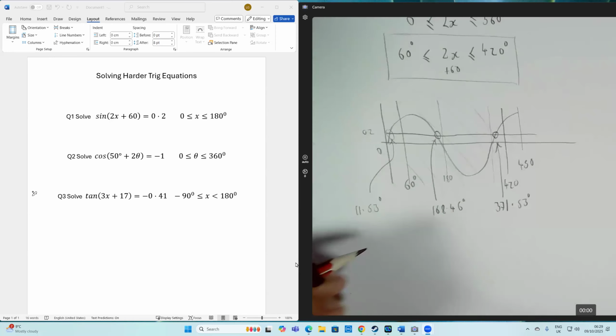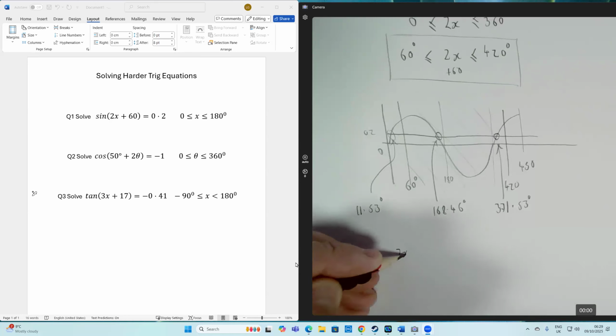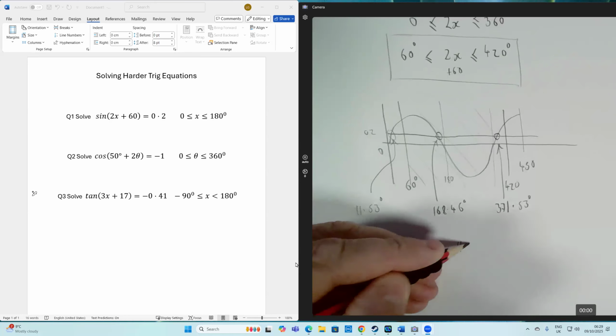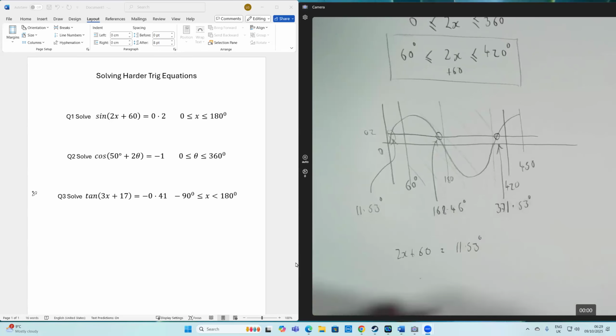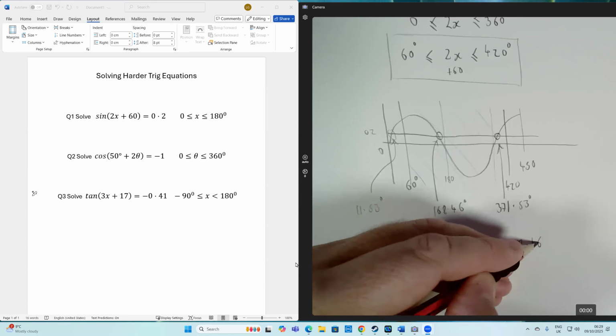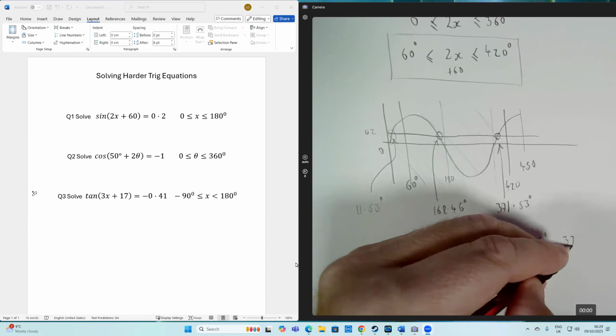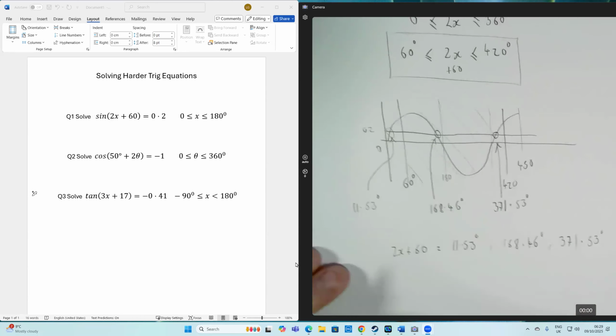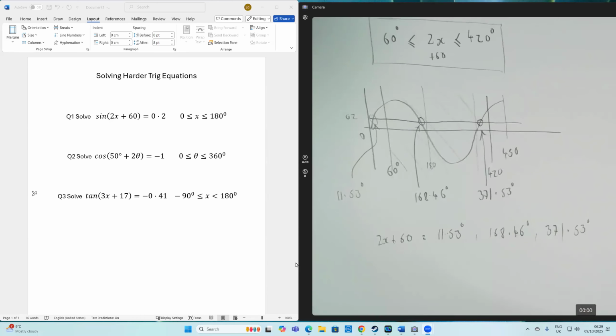All of these values are equal to our 2x add 60. So 2x add 60 is 11.53. 2x add 60 is 168.46. And that is equal to our 371.53 as well. So what we need to do for all of these solutions is we now need to subtract 60 and divide them by 2. So let's do that.